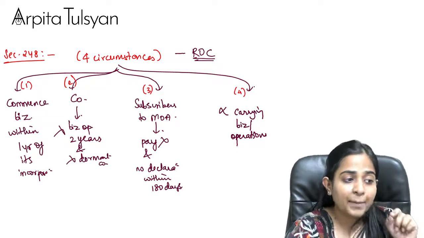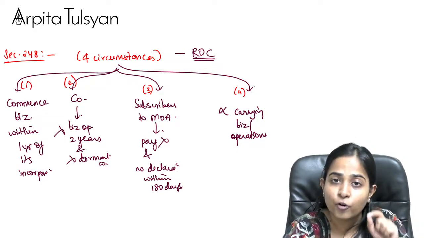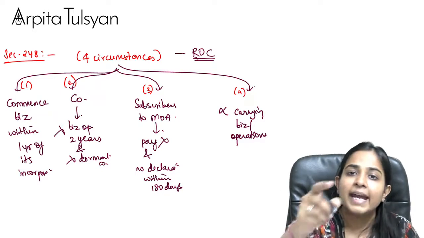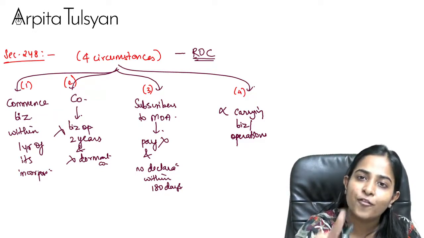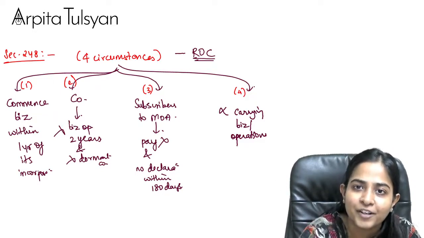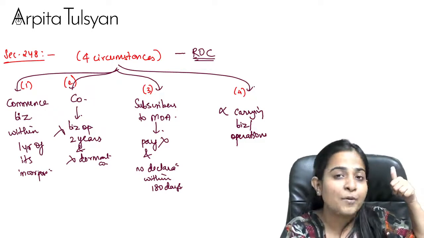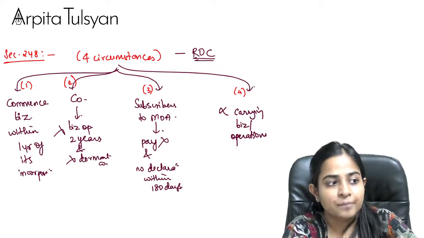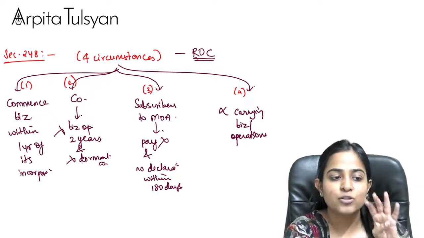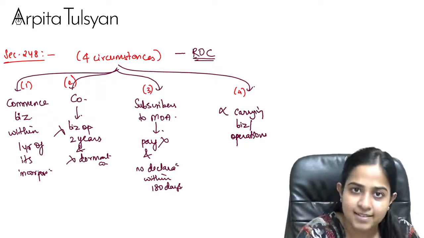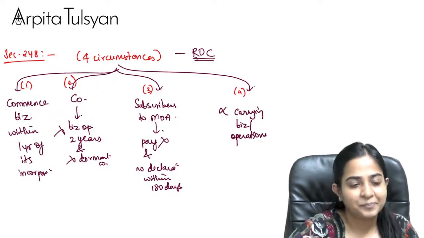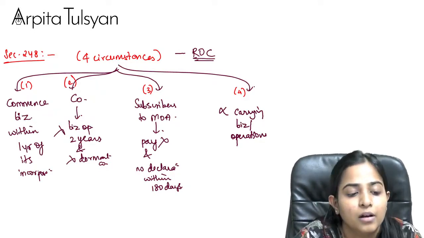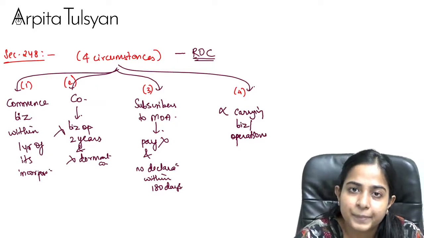Okay. Again, I am telling you, these are not the only 4 cases where the name can be struck off. If you remain dormant for a period of 5 years, then also your name can be struck off, na? That we had studied in section number 455. So this way, there can be certain more pointers. Okay, but 248 specifies only about these 4 points. Very clear with this? Yes.